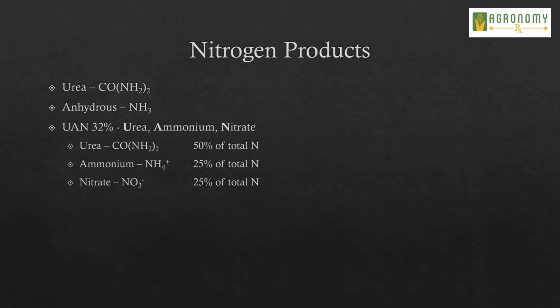Ammonium makes up 25%, and nitrate makes up the other 25%. As we talk about nitrogen stabilization products in a minute and the conversion processes that happen with the different forms of nitrogen, keep this in mind, especially with the stabilizers, because most of the nitrogen stabilizers are really only going to affect that ammonium ion in that 25% of the nitrogen. There are some stabilizers that affect the urea, and we will talk about that in a minute. But most of the stabilizers, at least for 32%, are going to be focused around the ammonium.